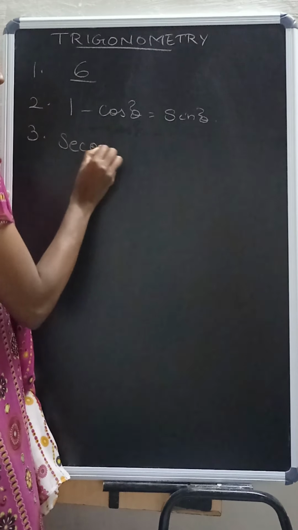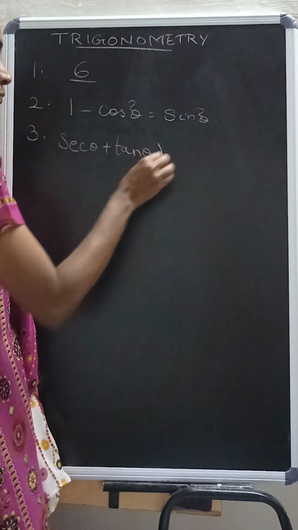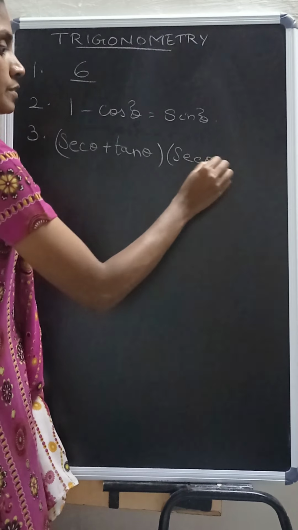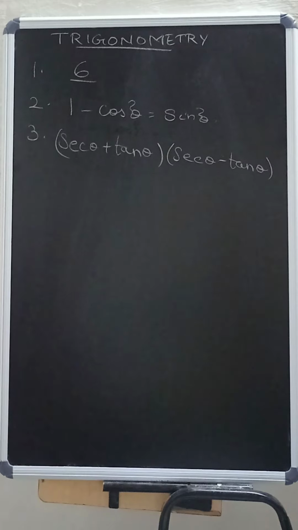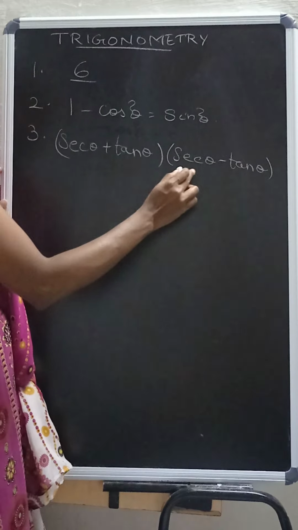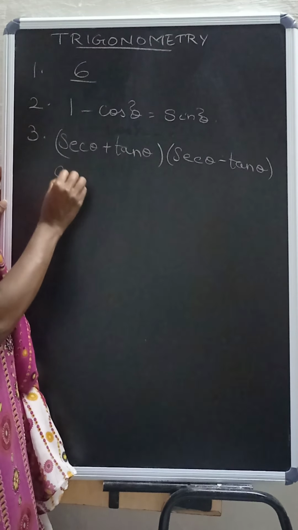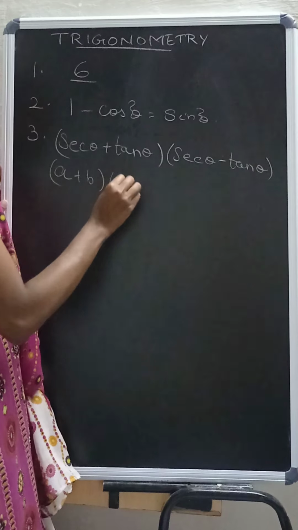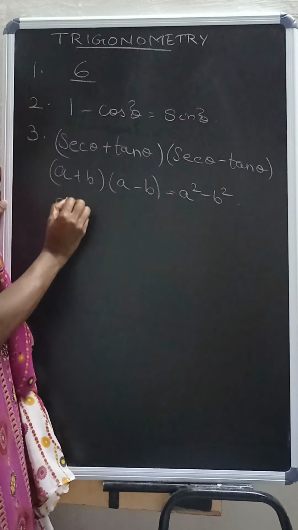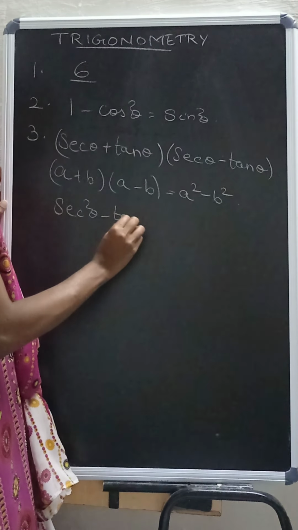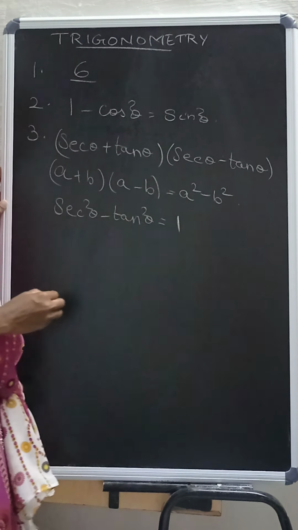Third, secant theta plus tan theta into secant theta minus tan theta. So this is nothing but of the form a plus b into a minus b. What is the identity we have? A plus b into a minus b is equal to a square minus b square. So we get secant square theta minus tan square theta, which is equal to 1.